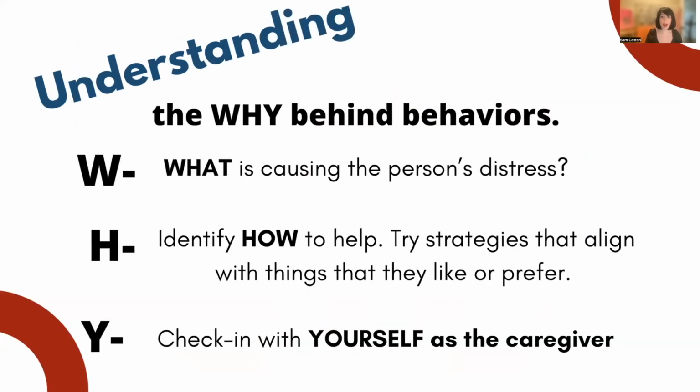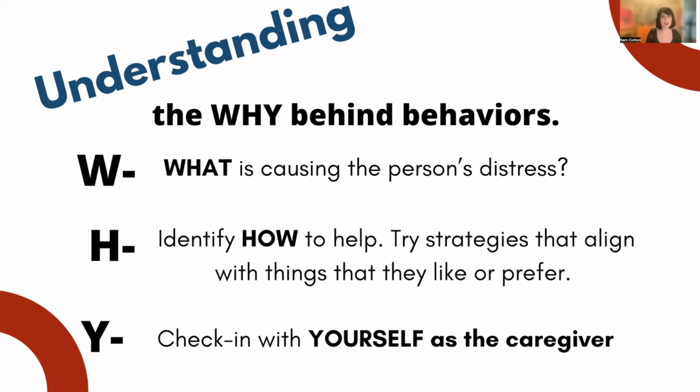We covered the why model behind behaviors. So really thinking through what's causing the person's distress when they're exhibiting a challenging behavior, and identifying how to help that individual. What are some of those compassionate strategies that really align with what's going on with the individual? Also thinking about strategies that align with things that the person likes or prefers, and what matters most to them.